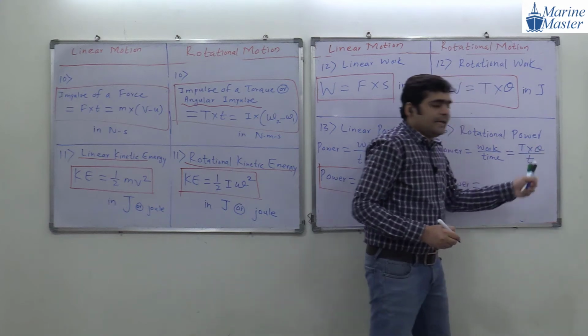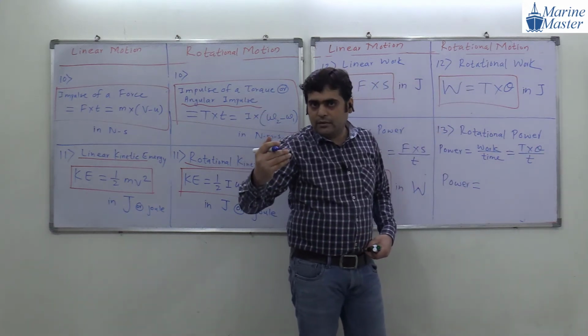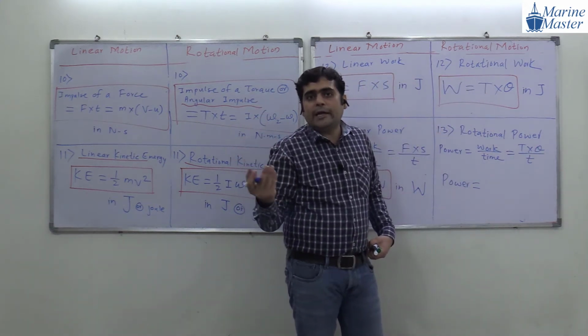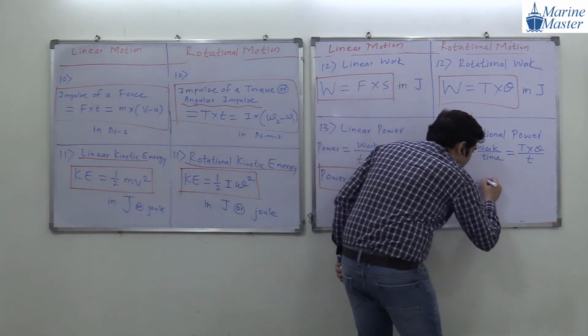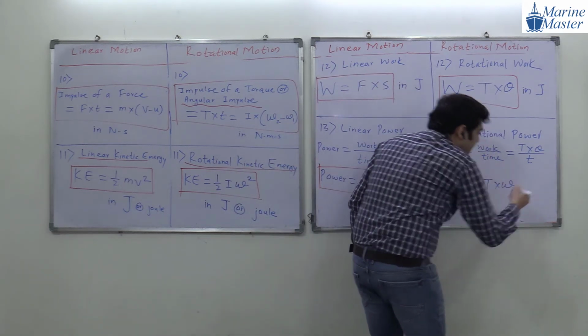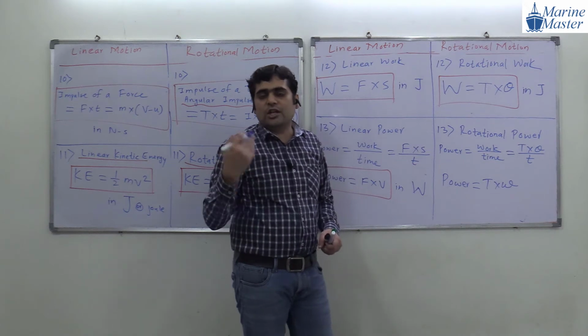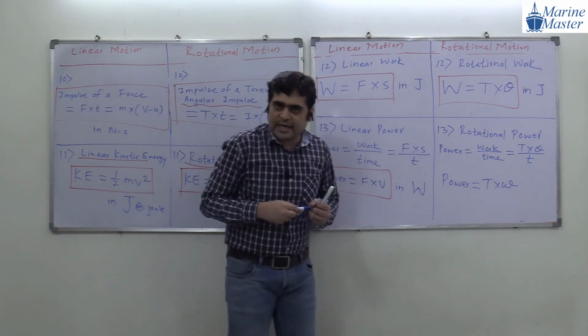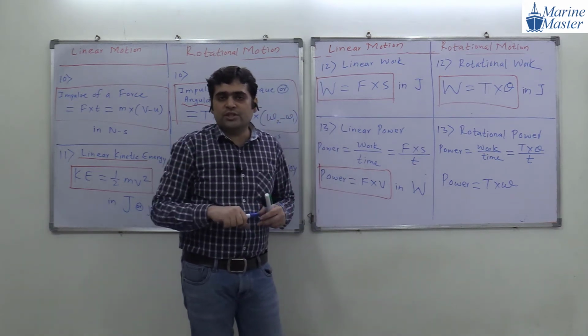Theta by t means what, guys? Theta by t is angular velocity. So here we can say t into omega, and that is our rotational power. If you remember linear motion, there is one question.